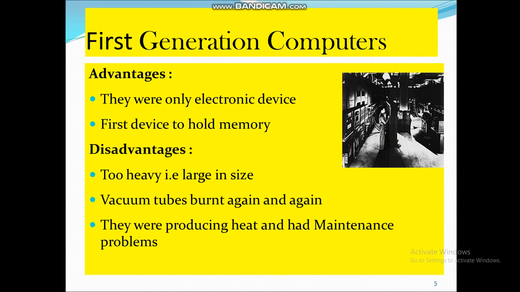Advantages of the first generation computer: they were the first electronic devices, and number 2, the first devices to hold memory. Disadvantages are too heavy, that is large in size. Number 2, vacuum tubes burnt out again and again. And number 3, they were producing heat and had maintenance problems.